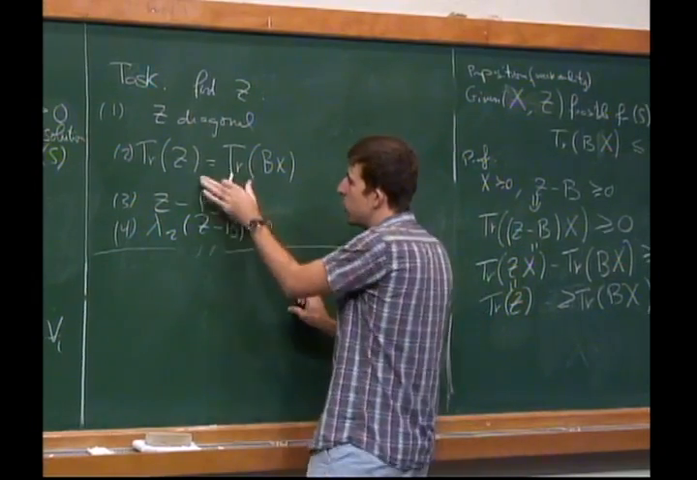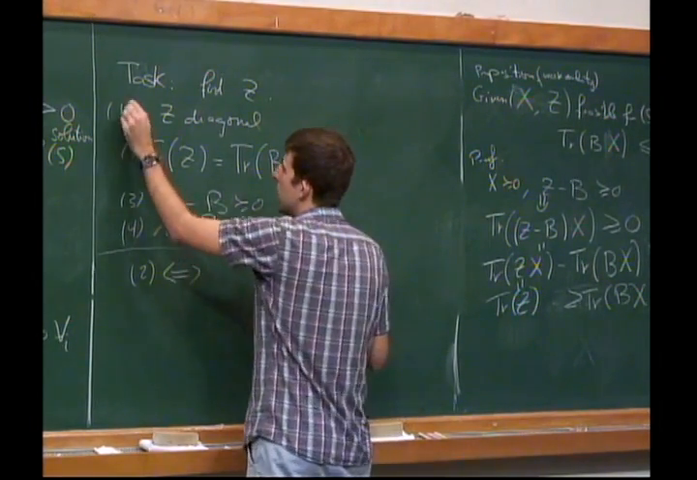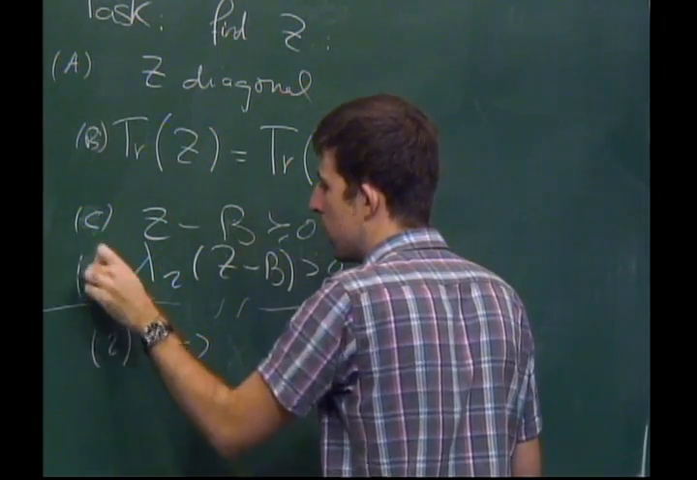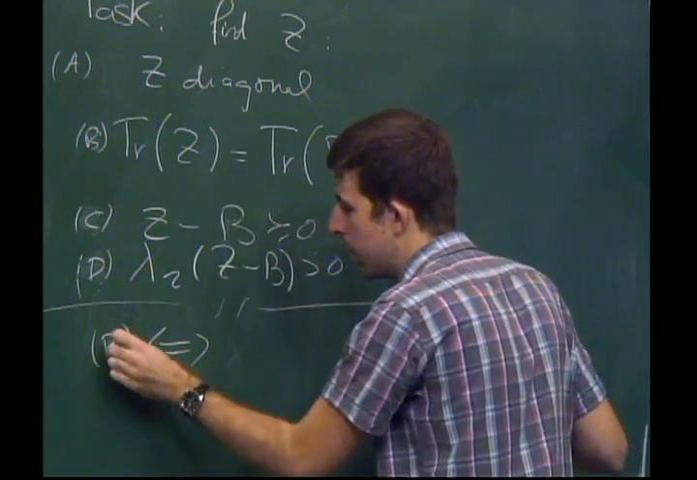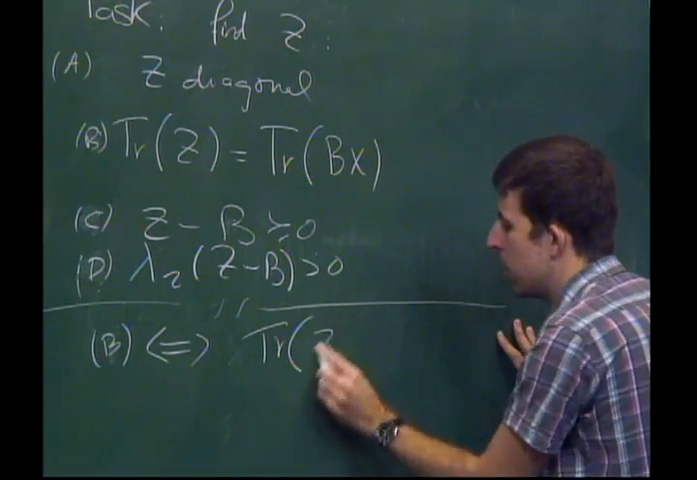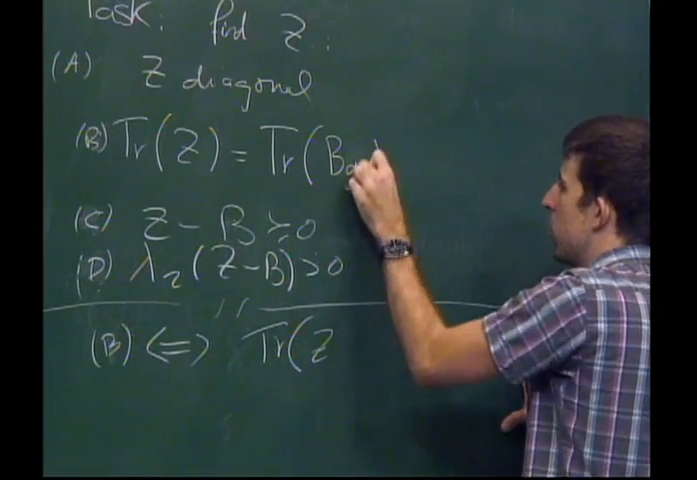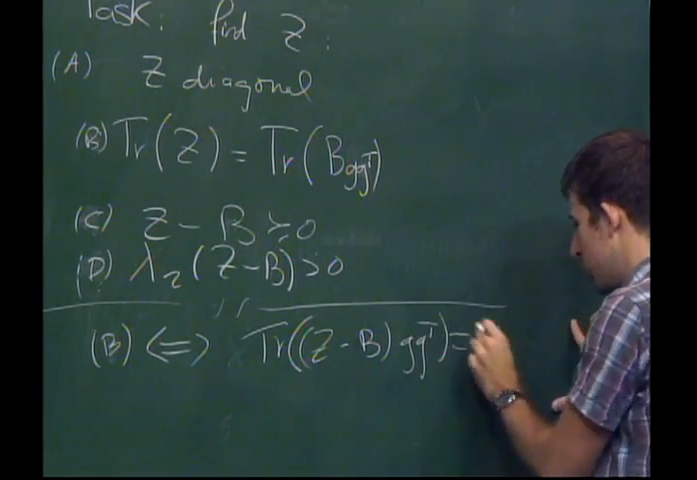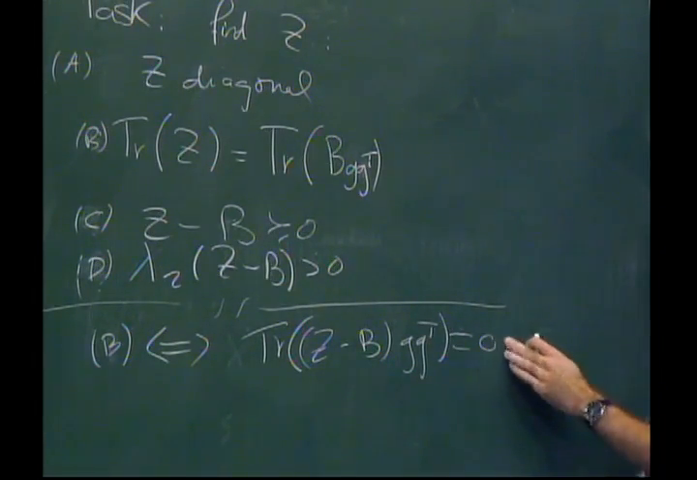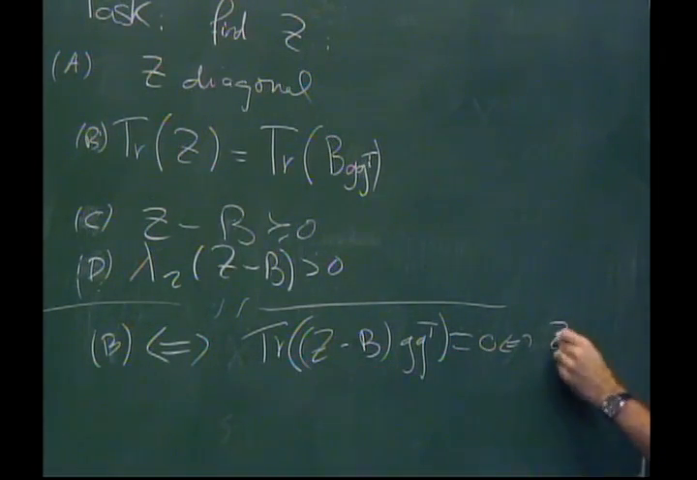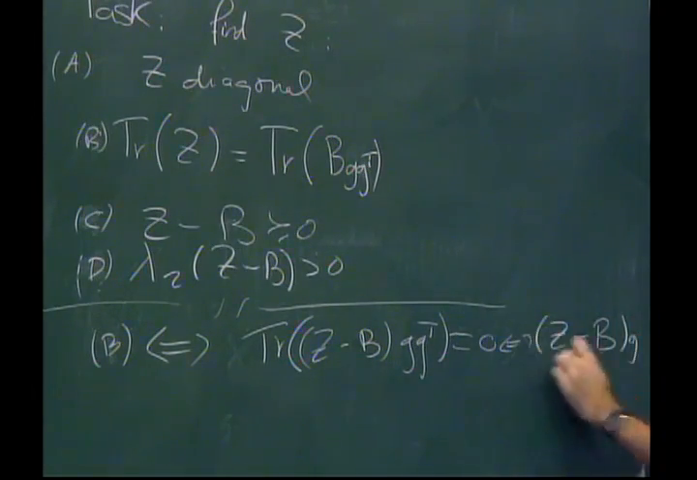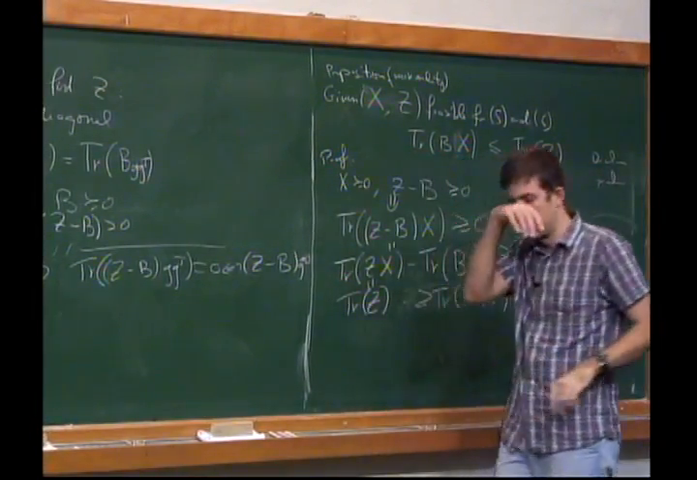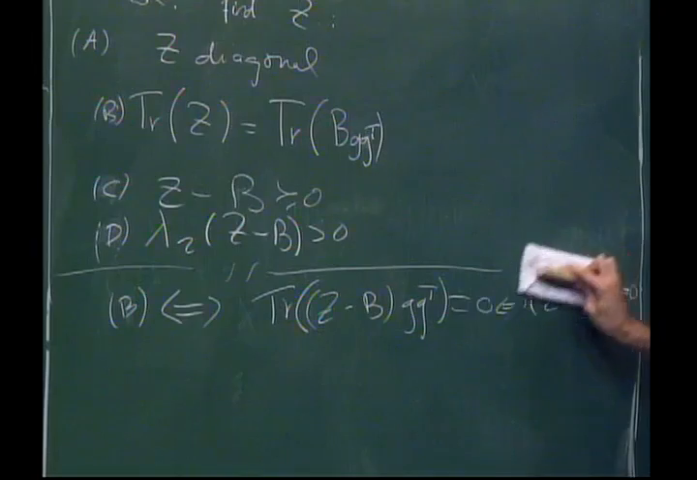Okay, so let me rewrite this a little bit. So 2 we know is equivalent. Maybe I should write A, B, C, since I've been calling these the equations. Okay, 2, or B now, is equivalent to asking that trace of Z minus B, GG transpose, is equal to 0. And this is the same as asking, because this is positive semi-definite, that Z minus B times, let me write this properly.